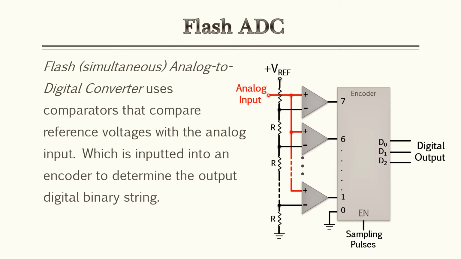All right, so we're going to go over a few analog to digital converters and a few digital analog converters. They're not going to be every single one, just a couple of the common ones. The first one we're going to look at is known as the flash analog to digital converter. This uses comparators that compare the reference voltage with an analog input, which is inputted into an encoder to determine the output digital binary string. So in that sense, you're going to have several op amps going into an encoder, which based on where the waveform is at that point, will give an actual digital output or a digital string.